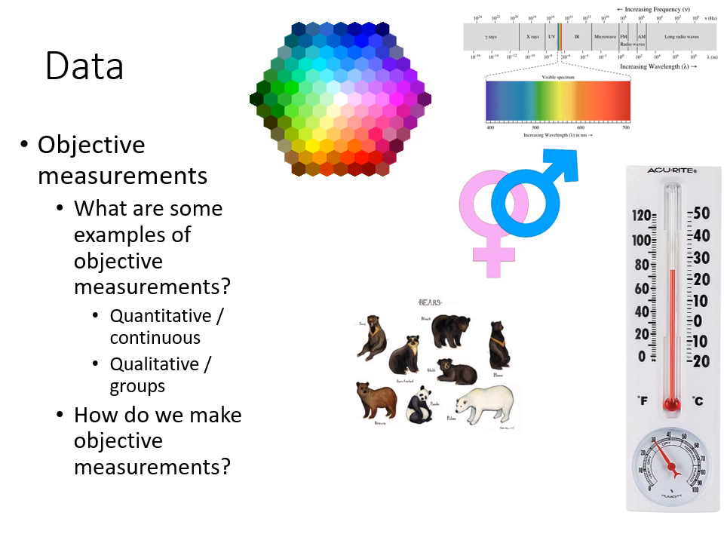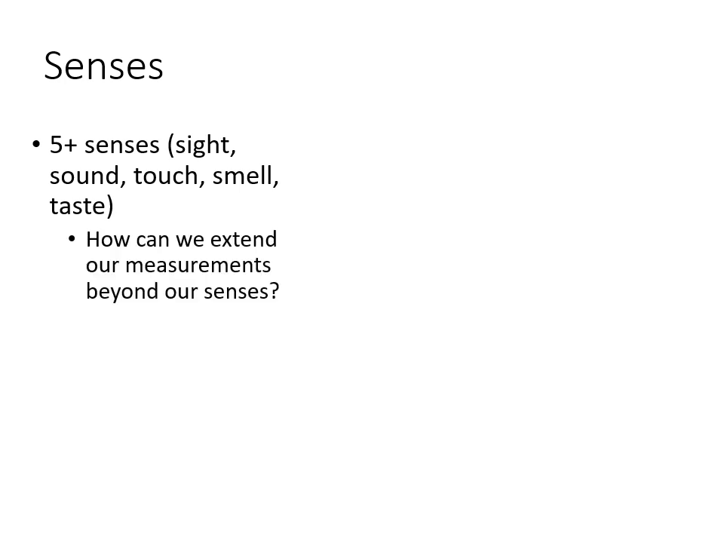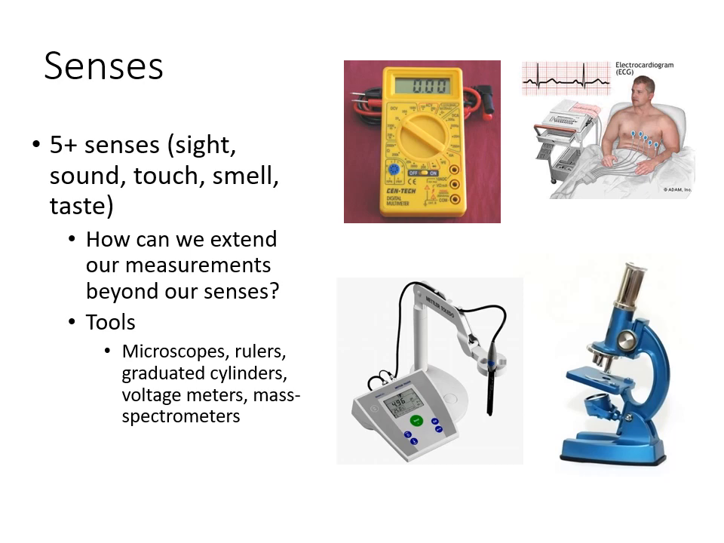How do we make objective measurements? Well, we use tools. We have a few tools here. A thermometer is a tool, a ruler is a tool. There are other tools which extend our measurements beyond our senses, including microscopes and voltage meters and EKGs. All of these things allow us to do more with our senses than what we can do on our own.